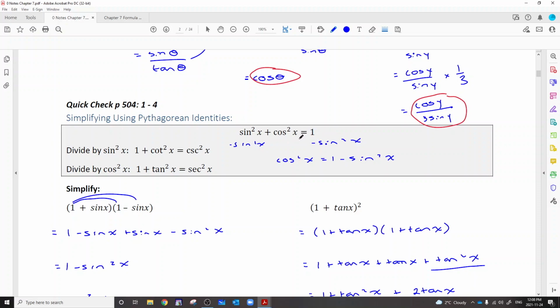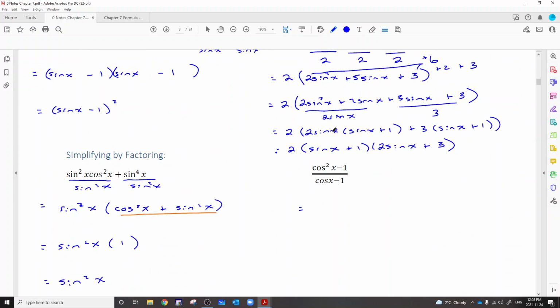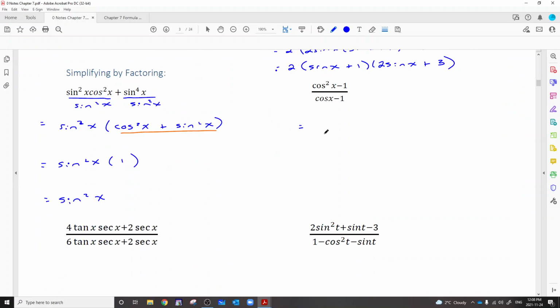So it's a bit off. You could change it the other way. You could go cos squared x minus 1 equals negative sine squared x, and you could definitely replace this with that. But what I notice is that there's a cos x minus 1 on the bottom, and that this is a difference of squares. So I'm going to factor that top as a difference of squares.